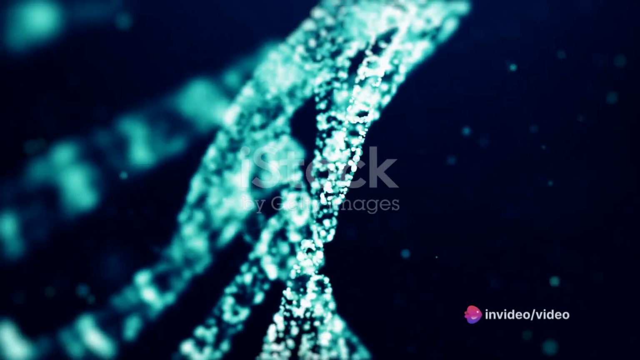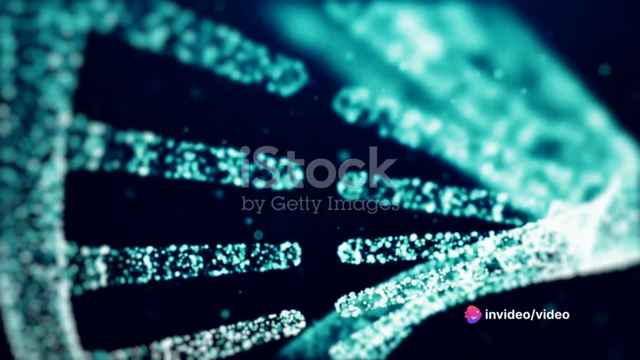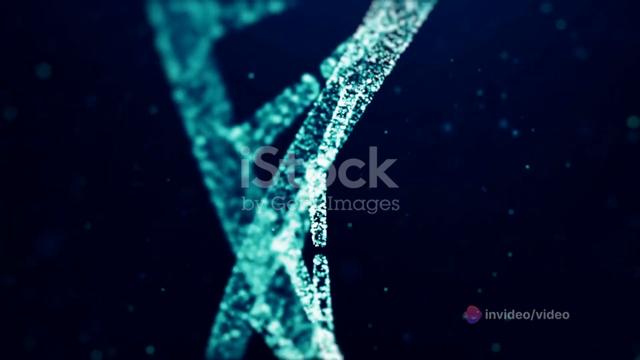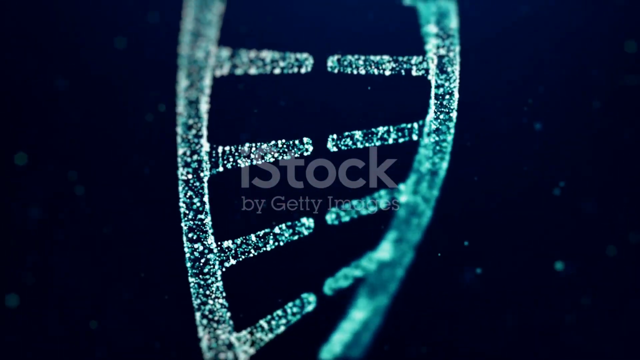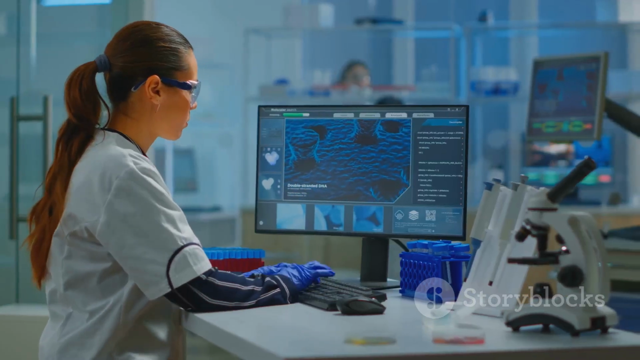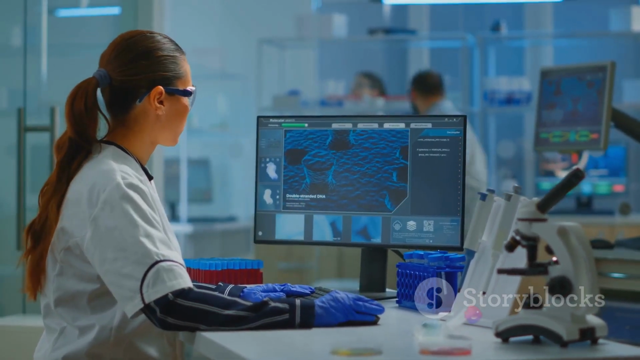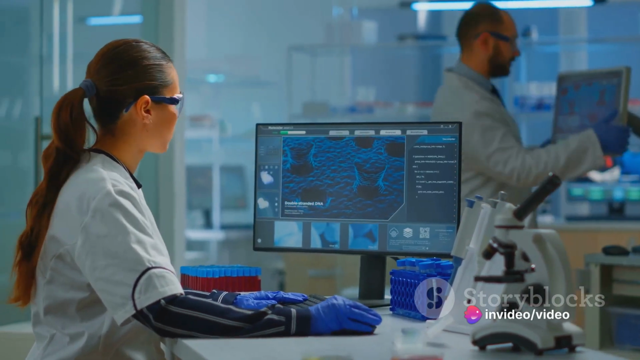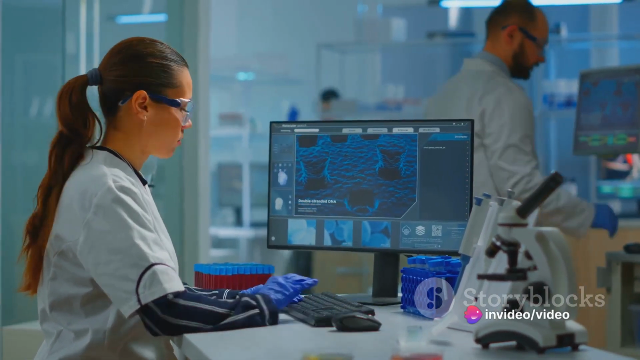DNA, or deoxyribonucleic acid as it is scientifically known, is essentially the blueprint of all life forms. It's an instruction manual that exists in every single living organism. Whether it's the bacteria or the enormous whales, it's DNA that guides their life processes. DNA determines your hair color, your height, even your predisposition to specific diseases.